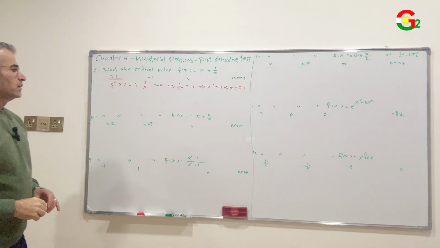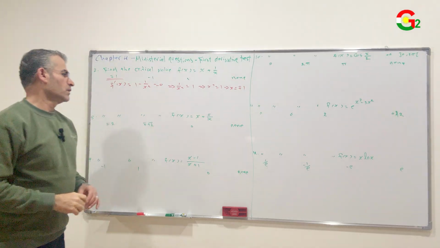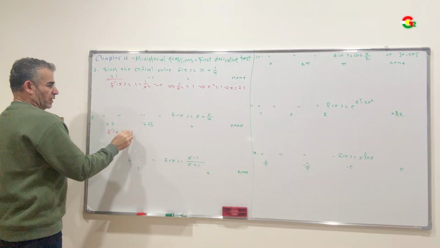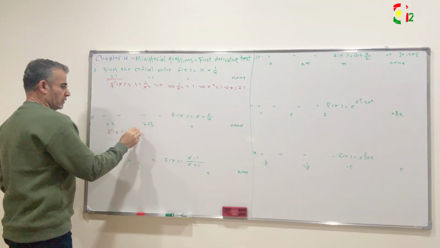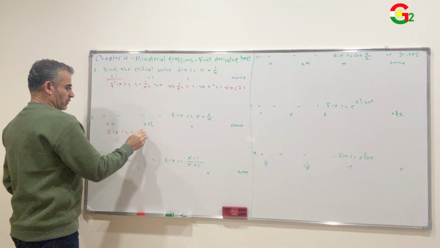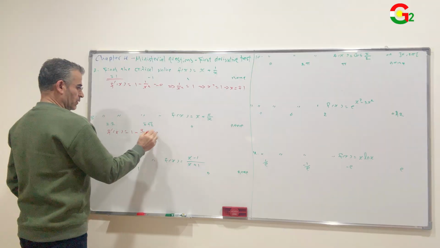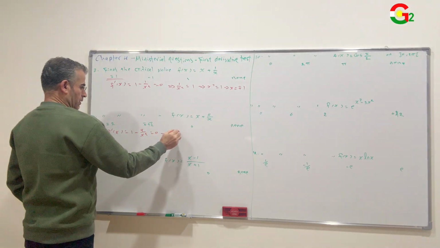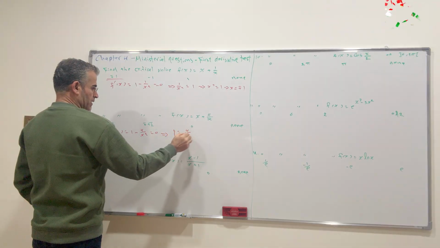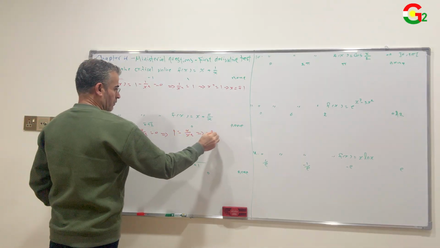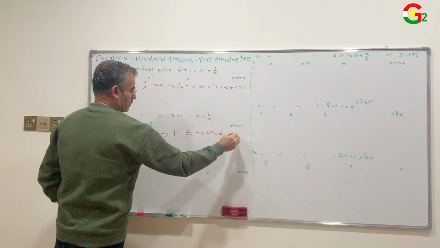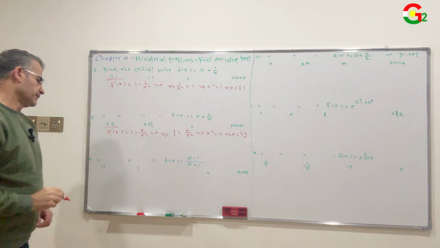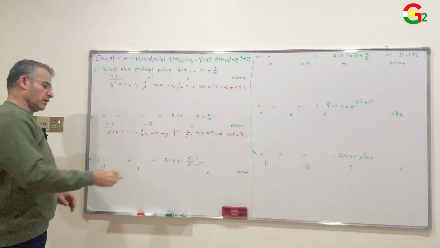Find the critical value of the function f of x equal x plus 4 over x. F prime of x equal to 1 minus 4 over x squared. Set it equal to 0. Then 1 equals 4 over x squared. Then x squared equals 4. Then x equals plus or minus 2. Choice A. Question number 9.